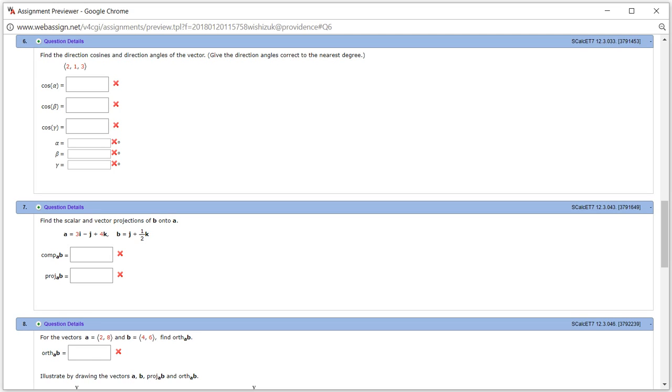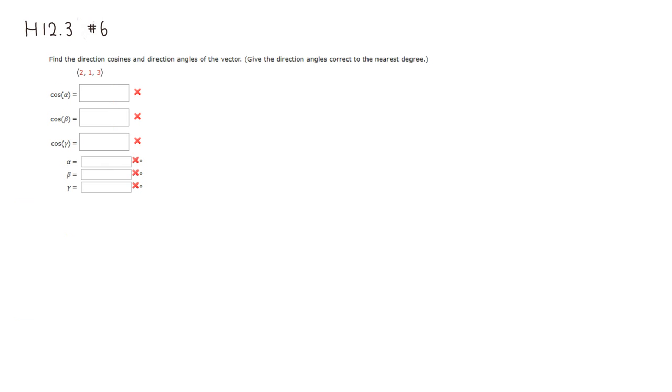All right, let's look at the homework 12.3, problem number 6. Let's find the direction cosines and the direction angles of this given vector here. First thing we need is to find its magnitude. So I'm going to go ahead and find that. I'm going to call this vector v.